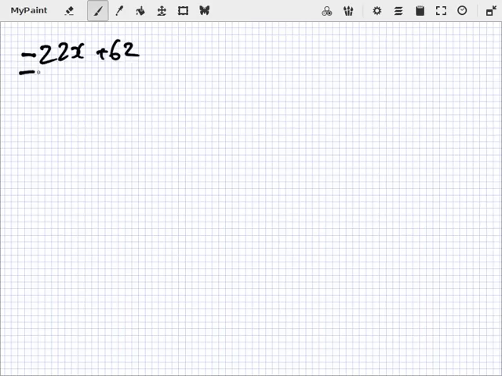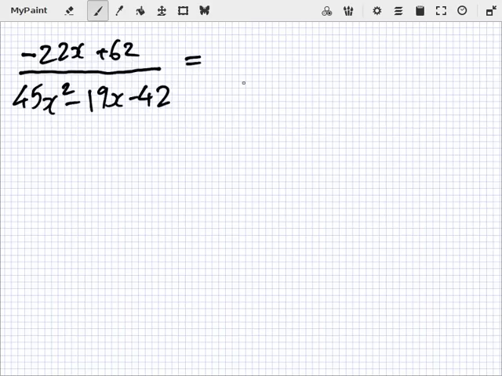So let's try minus 22x plus 62 all over 45x squared minus 19x minus 42. Okay. First job, factorizing.